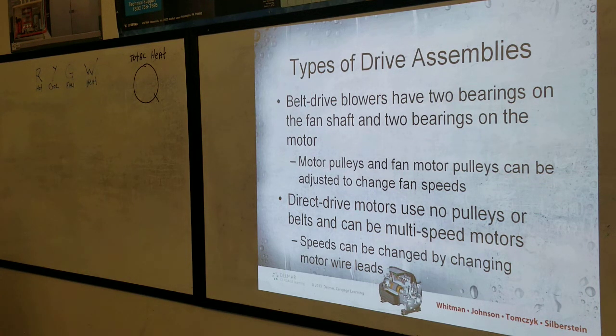Types of drive assemblies. Belt drive blowers have two bearings on the fan shaft and two bearings on the motor. Motor pulleys and fan motor pulleys can be adjusted to change fan speed.